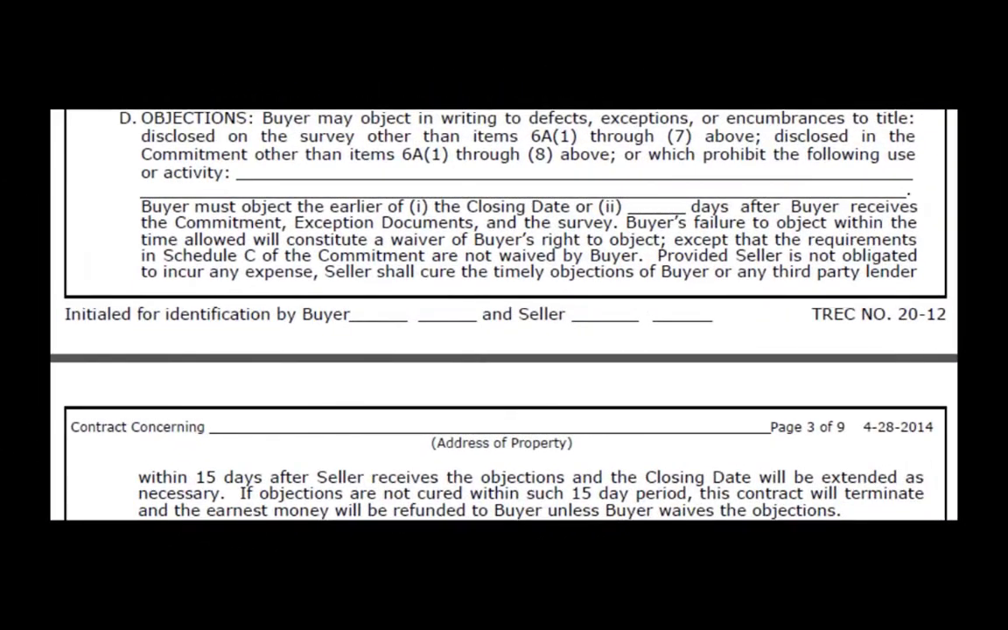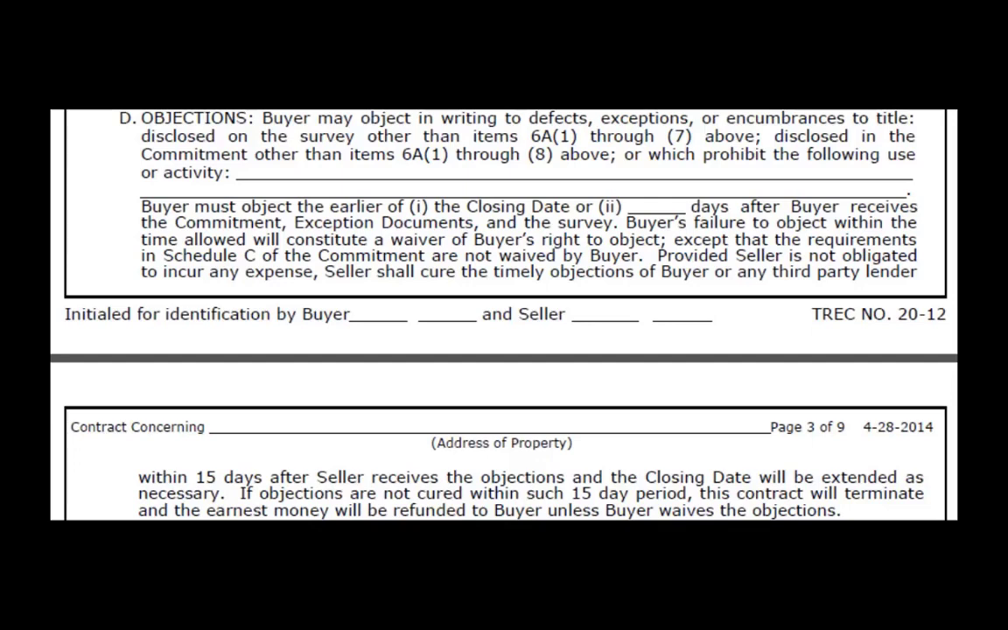Section D, objections. All right, if the title commitment reveals that there's a problem with the title, some kind of defect or encumbrance to the title, then you can object to it here. You can also object to certain activities that you find out are prohibited. Or let's say you just want to ensure that a certain activity is allowed at the property, then you would put that activity here so that if it is not allowed, you have a way of voicing your objection.